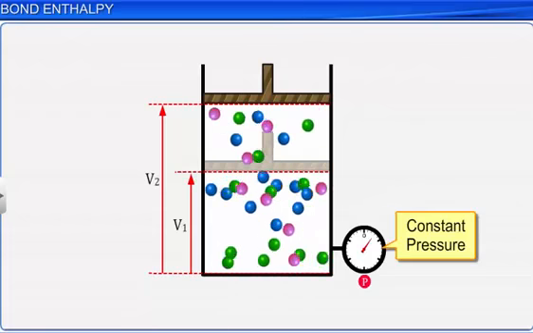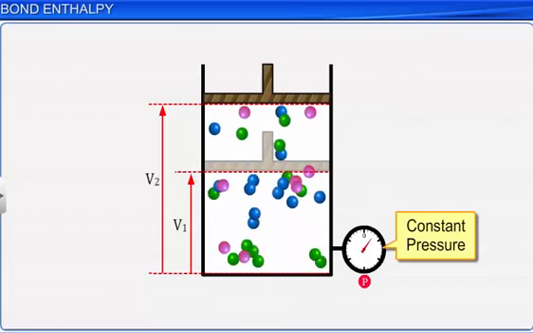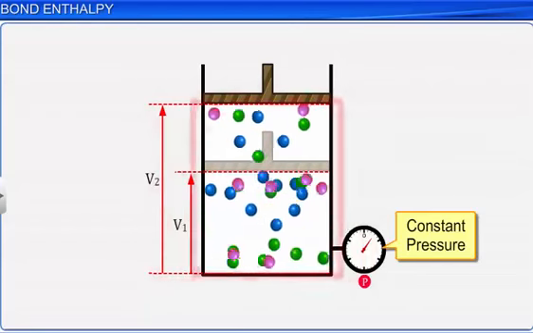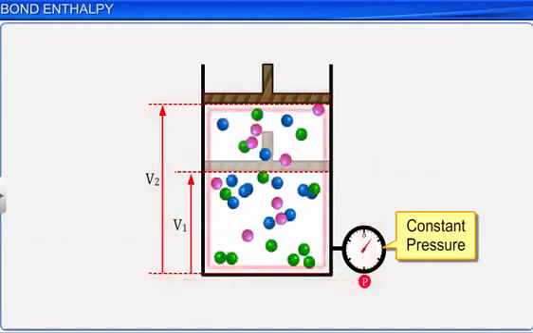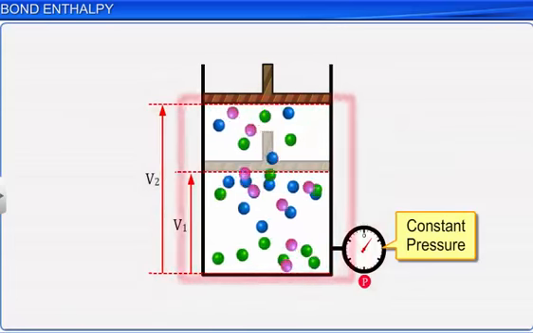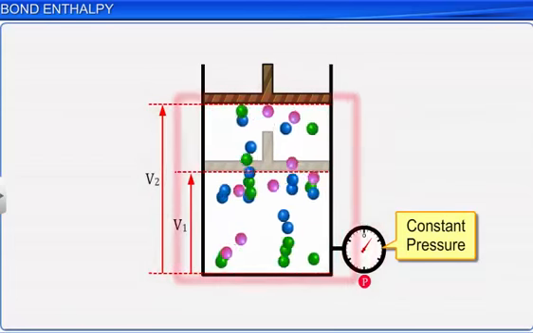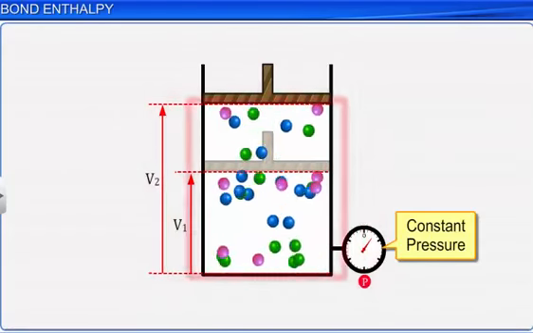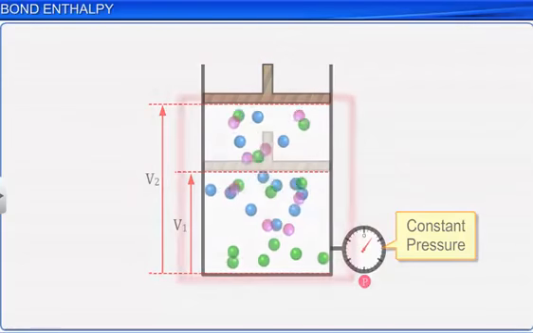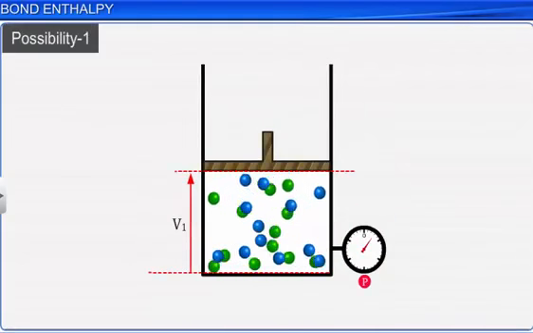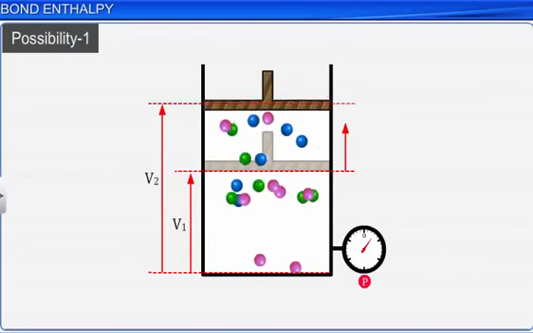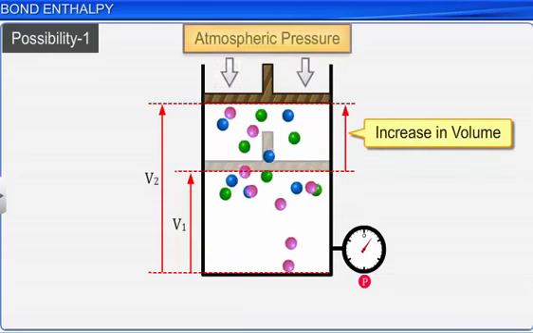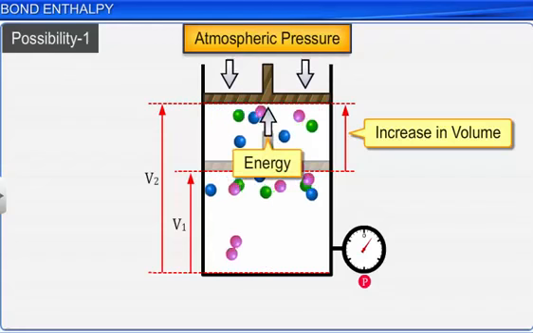To understand this, assume a chemical reaction occurring at a constant pressure. Let us assume that the reaction is exothermic and also involves gaseous substances. When the reaction proceeds at constant pressure, two possibilities arise. One possibility is that if the reaction is carried out with increase in volume, then the system has to expand against atmospheric pressure and energy is required to perform this act.